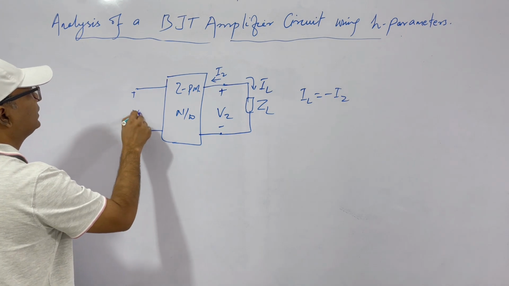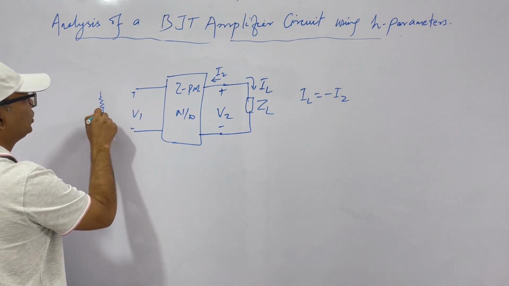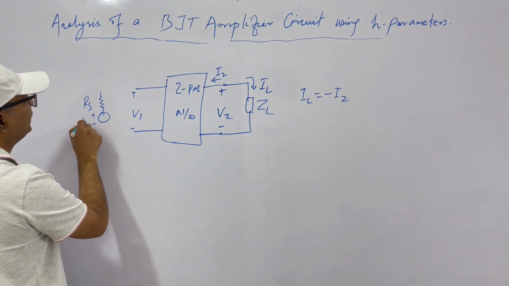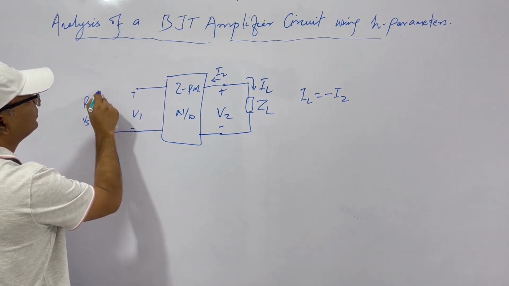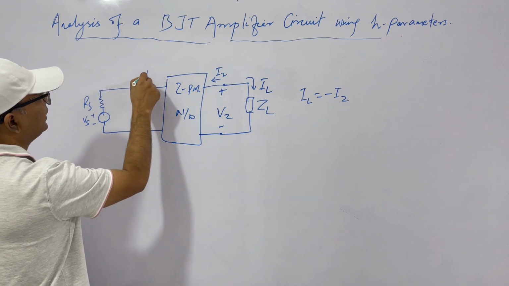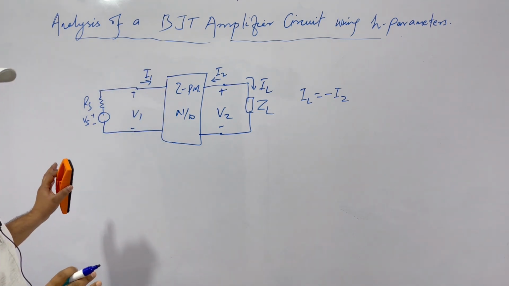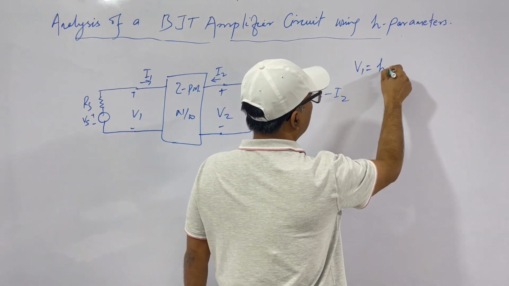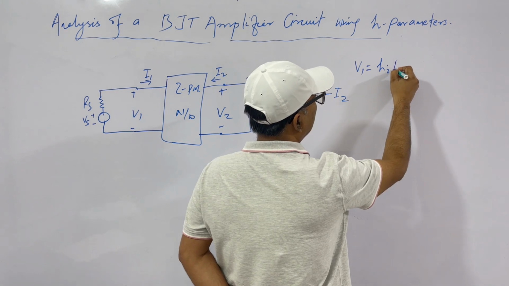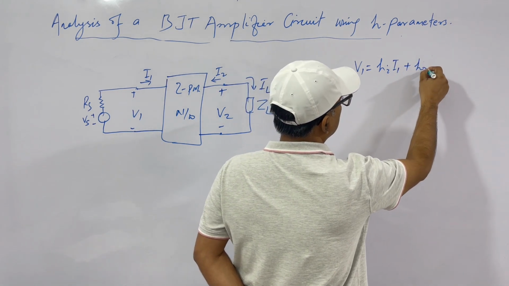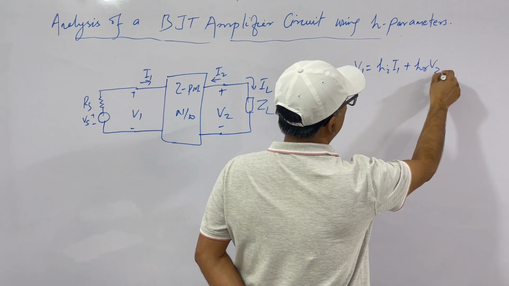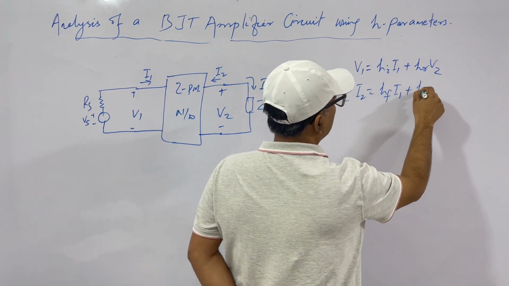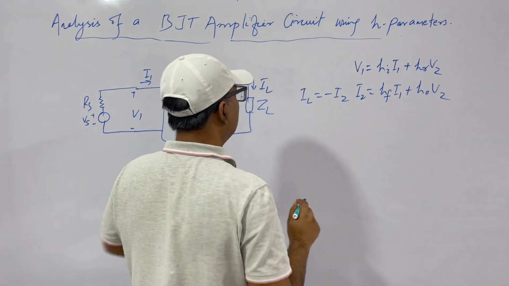This is our V1. Here, if you attach a source, it will have its internal resistance. Let's say it is RS, and this is our source VS, and this is current I1. So this is a generalized representation for which we can write the equation V1 is equal to HI into I1 plus HR into V2. Then I2 is equal to HF I1 plus HO V2. So this is the generalized equation. Okay.